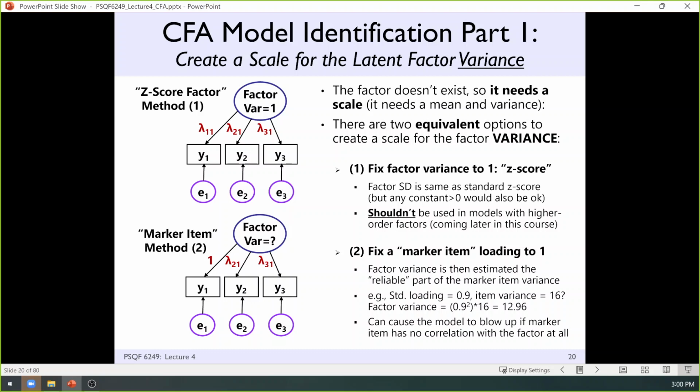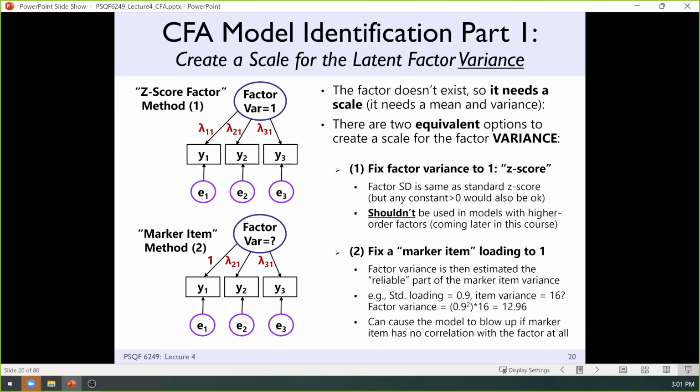Can we use the z-score factor method to determine which questions become the marker in the second method? You could, but it honestly doesn't matter. As long as you have an item with a non-zero loading, the model will fit equivalently. Because once you have your starting point, all of the parameters just line up relative to that.